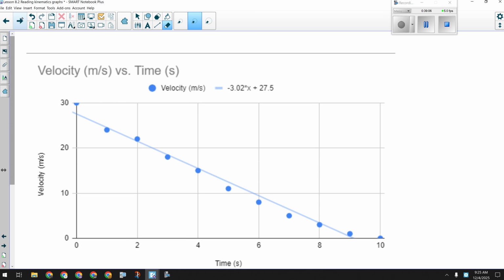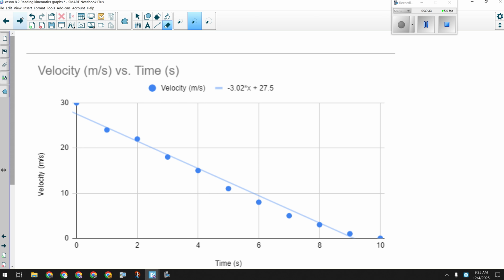Okay, what's that object doing? Slowing down, okay? Which is still an acceleration, right? Because acceleration is any change in velocity. This time the acceleration is negative, okay? And it does eventually come to a stop according to the line.